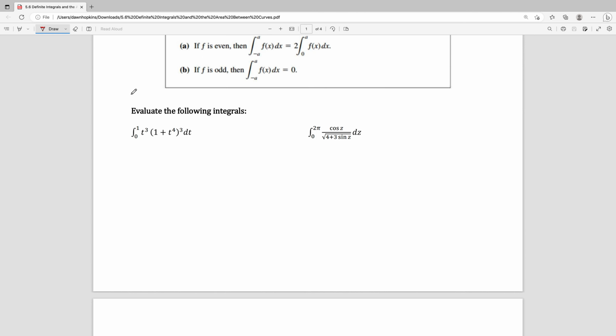In this instance, I'm going to let u equal 1 plus t to the 4th. And du will then be 4t cubed dt. So if I look at the integral that I'm given, I have the t cubed and the dt. I'm missing the 4, but I can create that. If I put a 4 inside the integral, I can put a 1/4 on the outside.